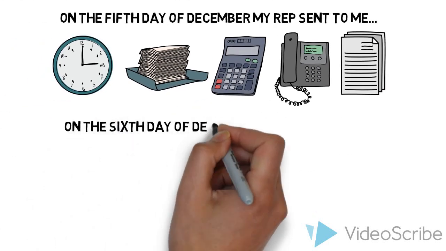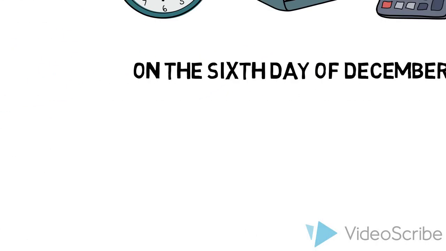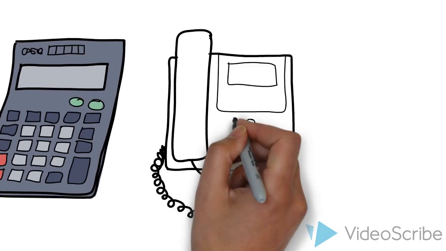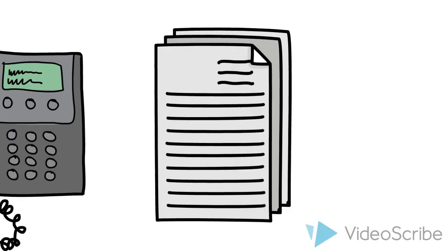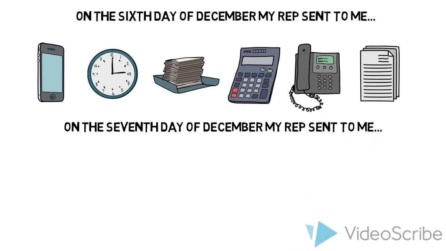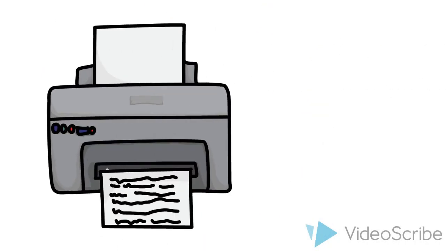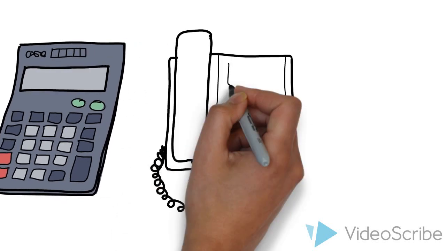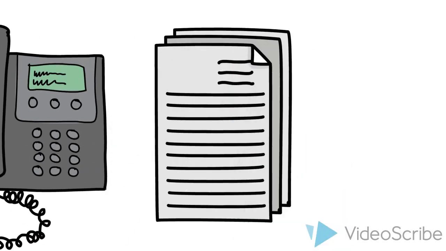On the sixth day of December, my rep sent to me six rockland screws, five layers of paint, four extra nuts, three total ports, two limit switches on the request for an order for three. On the seventh day of December, my rep sent to me 7-inch rods, six rockland screws, five layers of paint, four extra nuts, three total ports, two limit switches on a request for an order for three.